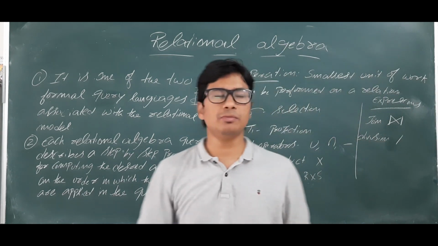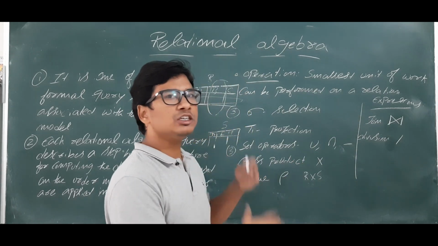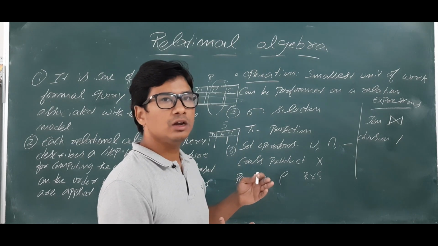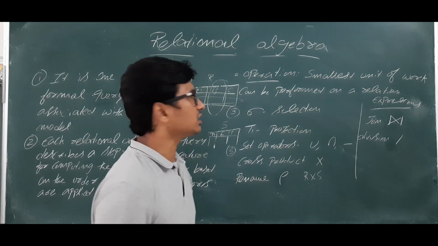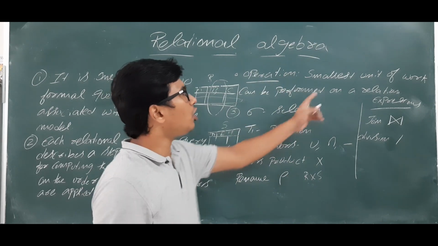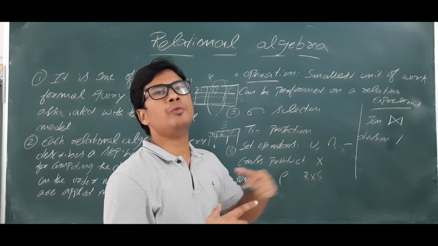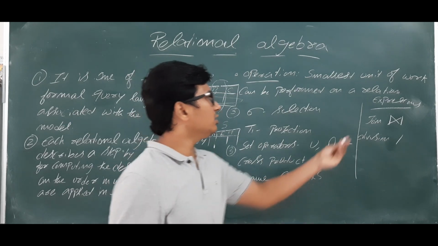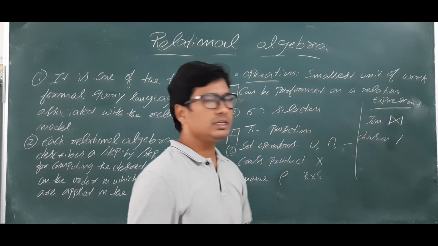Now we will discuss what an expression is. Expression is nothing but a combination of these operators we are using to perform a task on a relation. Operation is the smallest unit of work. Now, the expression is a combination of these operations. Is it clear? The base example is the join operator. Join operator is one expression.